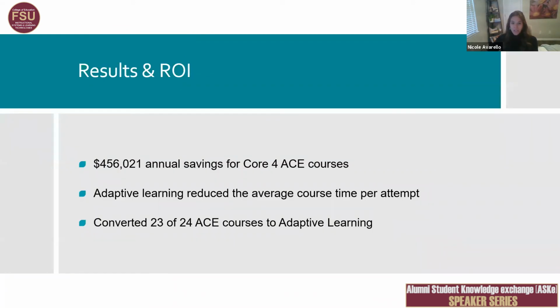Moving to results and ROI, we saw almost $500,000 in annual savings for our core 4 courses. So that's just 4 out of the 24 by moving every employee to adaptive learning. We saw a reduction in course time per attempt. And the first year, we only converted 23 of 24 courses, and the 24th one is now converted.